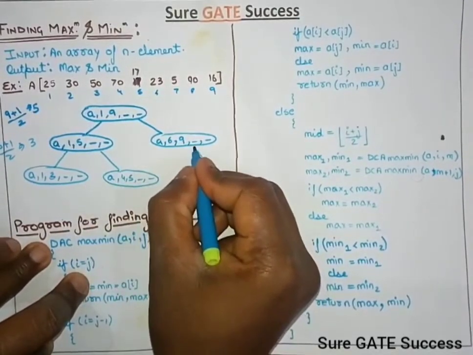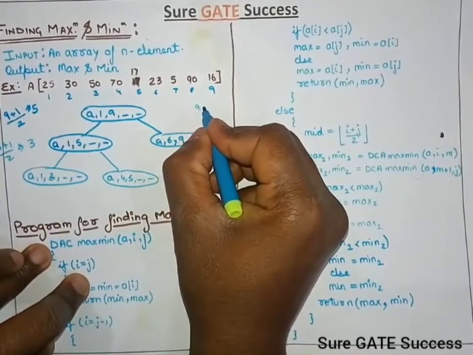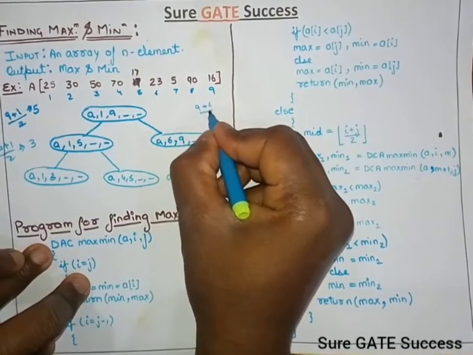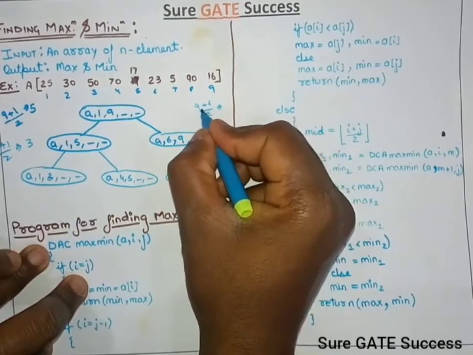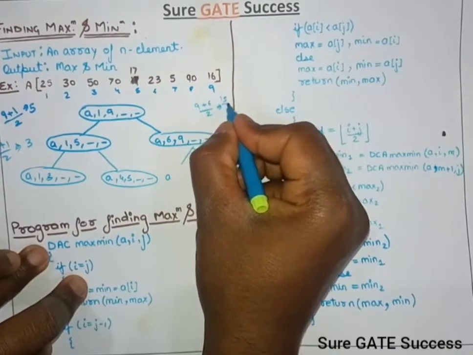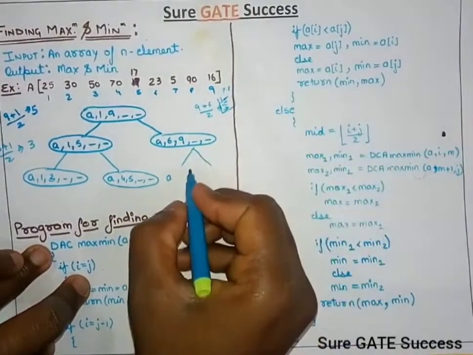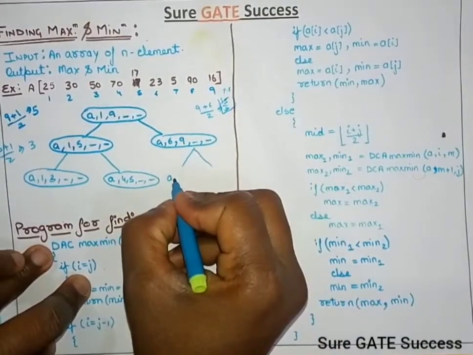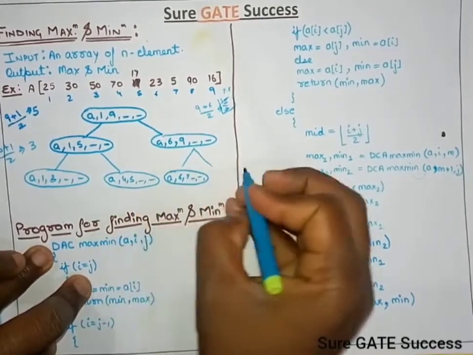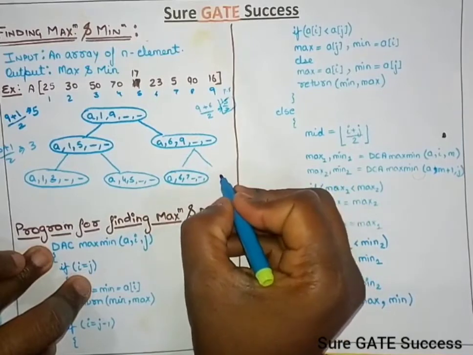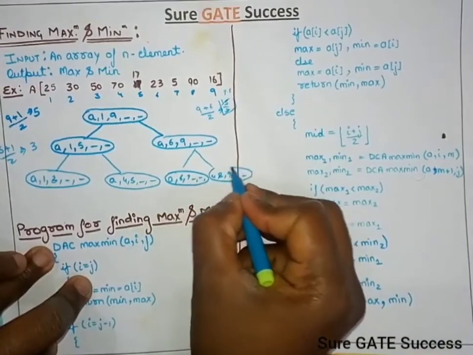Similarly we have to do here, divide these also. That means 9 plus 6 by 2. 9 plus 6 is 15, divided by 2 is 7 point something. So we have to take the ceiling value, which will be 7. So we take 6 to 7, with two blanks for maximum and minimum. Similarly here, what is remaining? 8 and 9, 8 comma 9, with two blanks for maximum and minimum.